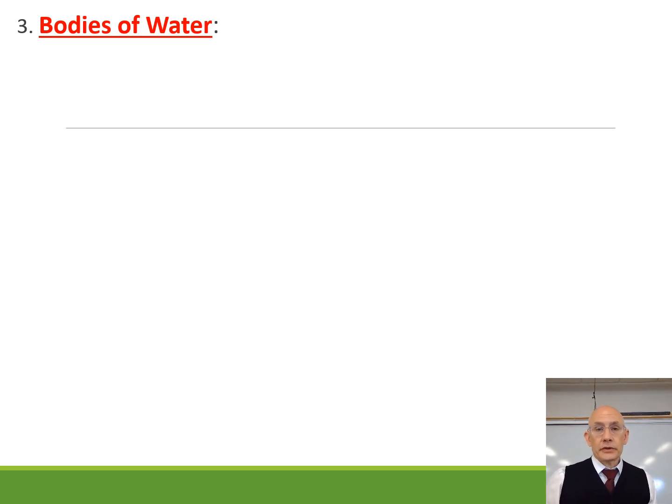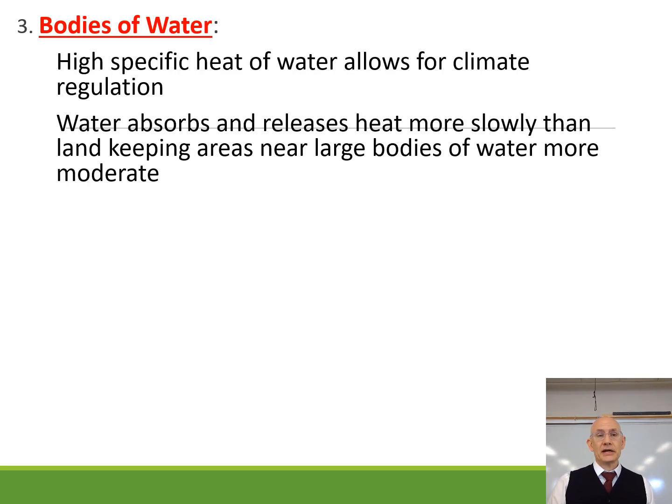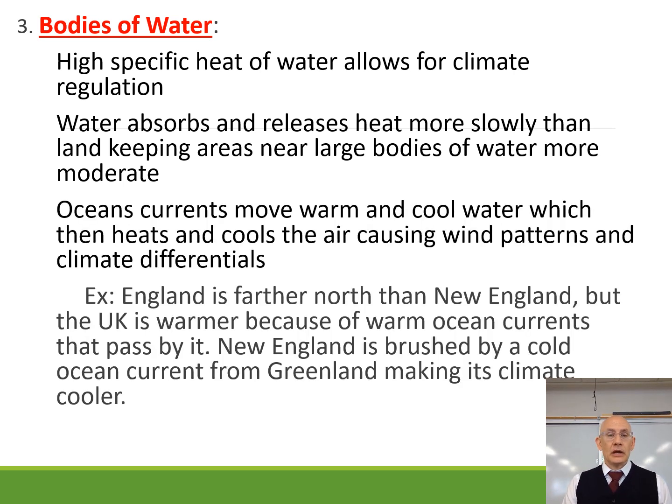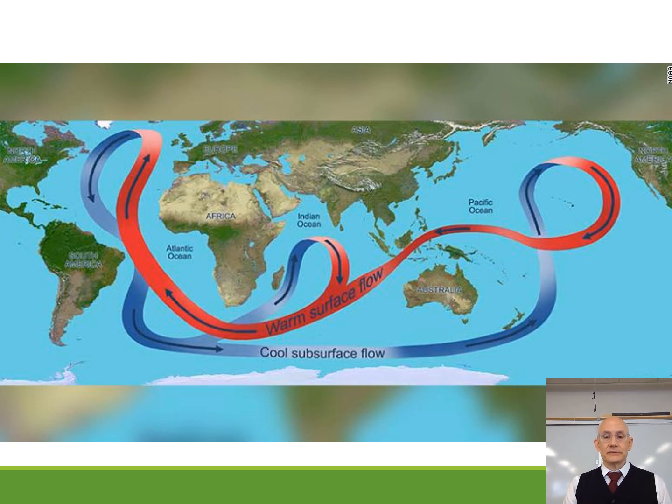Water is going to be important. We know that water has a high specific heat to absorb heat and to release heat. Because of that, large bodies of water can help regulate the climate. One of the main things that happens is the formation of the ocean currents. Here you've got a warm ocean current flowing up past England, and then that ocean current cools and comes back down past the United States.